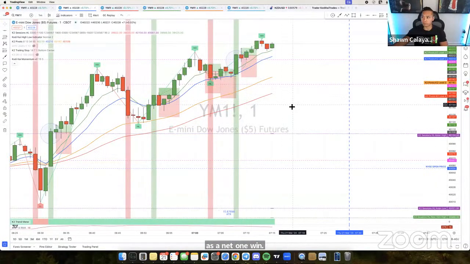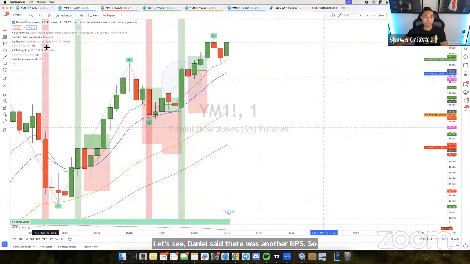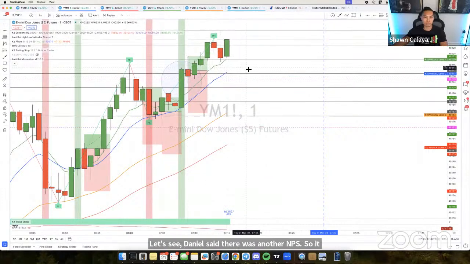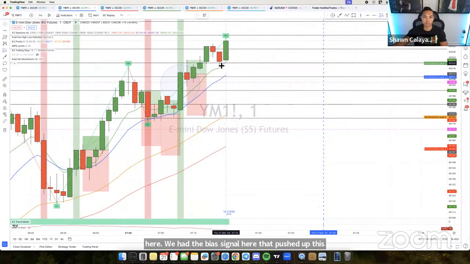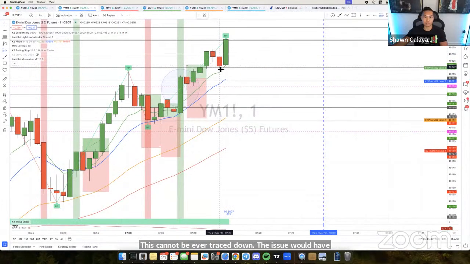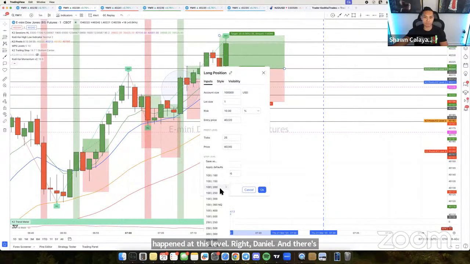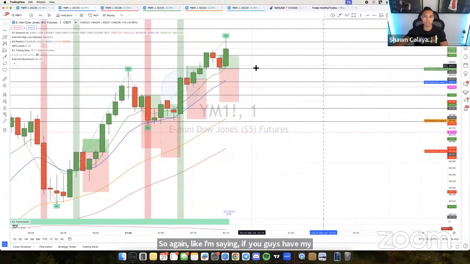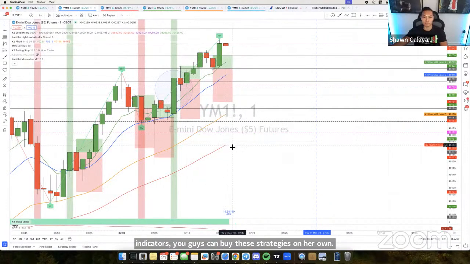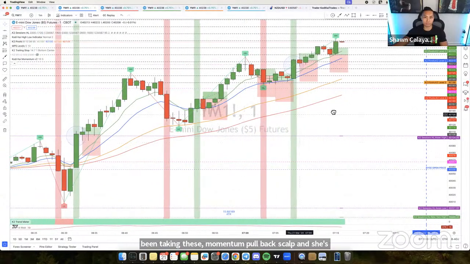Let's see. Daniel said that there was another MPS. So it looks like there was another momentum pullback scalp that just came up right here. We had the buy signal here that pushed up. This candle here retraced down. The entry would have happened at this level. Yeah, you're right, Daniel. So again, like I'm saying, guys, if you have my indicators, you can apply these strategies on your own. Daniel just passed 3 more 150K accounts because he's been taking these momentum pullback scalp entries all over the chart. This is one of the favorites for a lot of people here, right?